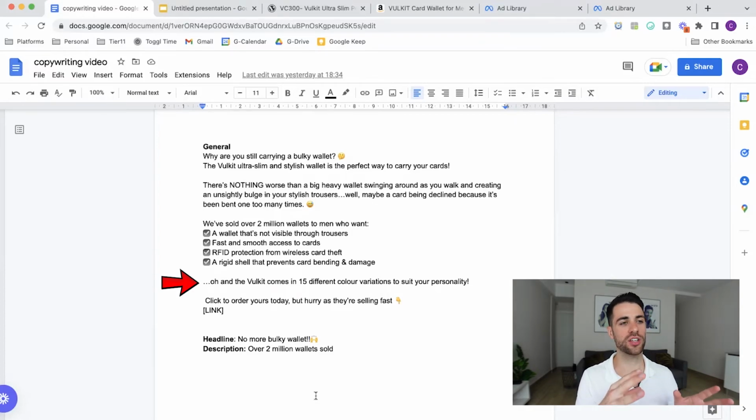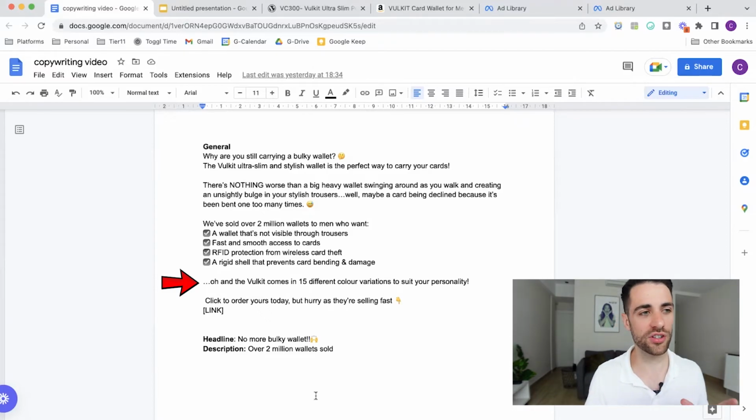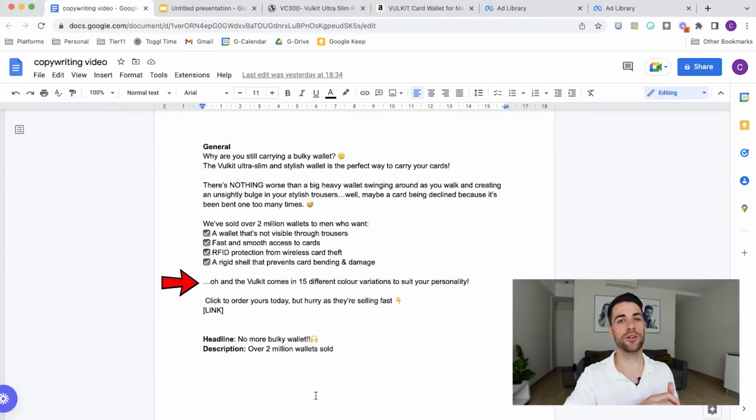So, and the Vulk Kit comes in 15 different color variations to suit your personality. So it's not a core benefit, it's not a core problem people were having, but it is something that allows us to stand out from the competition. A USP of our brand is we offer 15 different colors. So I'm adding it as like a little extra. You could buy any one of these brands that solve the problem, but hang on, we also provide this extra thing. So it's creating scale.